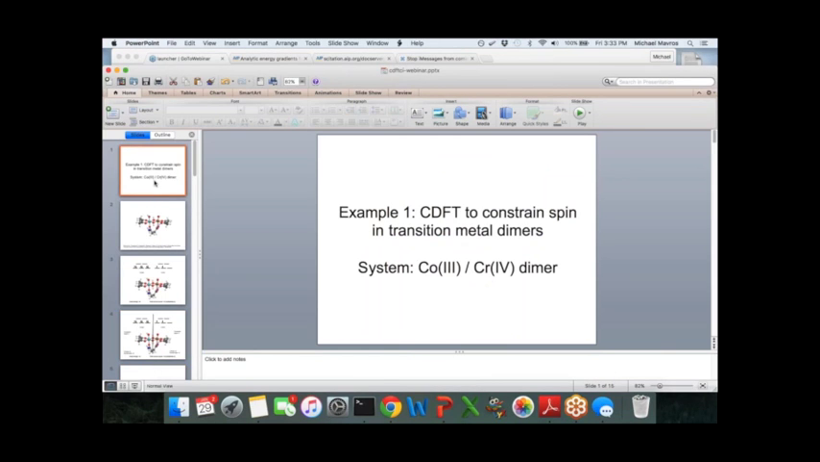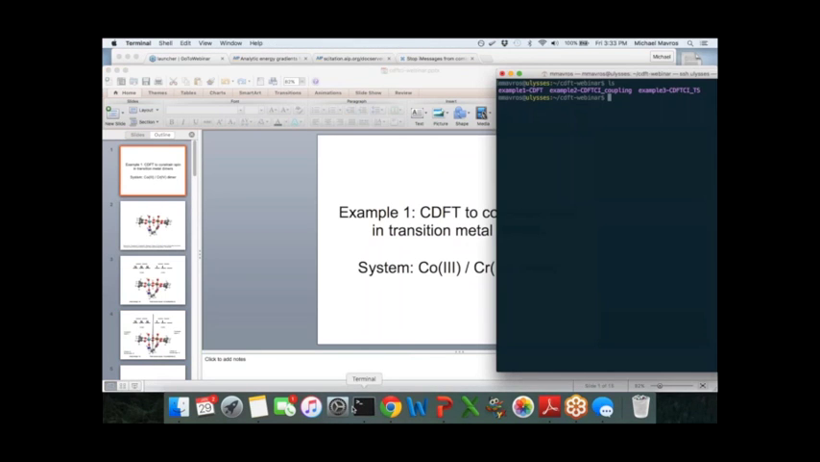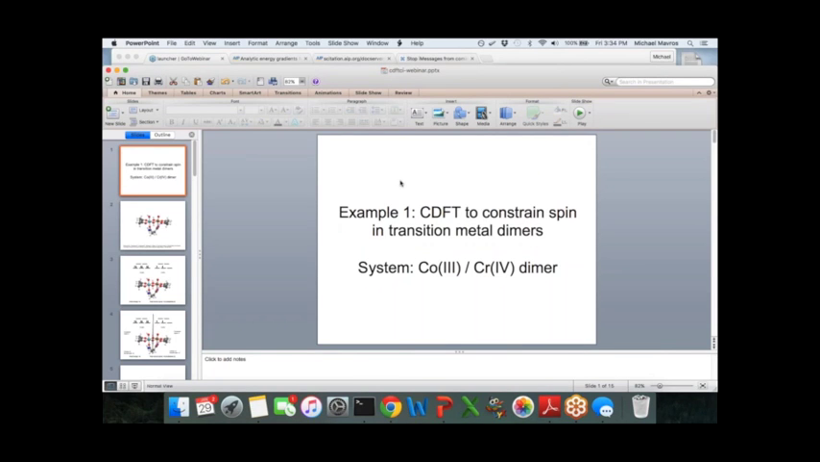Okay. So Troy just told you all about the theory behind CDFT and CDFT-CI, and I'm going to go over a few illustrative examples about how to use this in Q-Chem. So the first example that I want to show is how to use just regular vanilla constrained DFT, and the example I picked is to constrain spins in transition metal dimers. So the system we're going to look at is a transition metal dimer containing cobalt-3 and chromium-4.